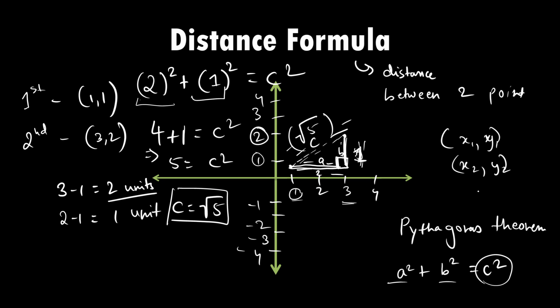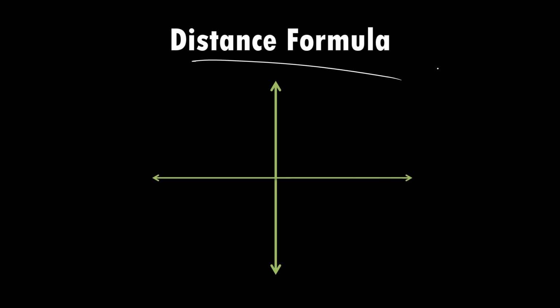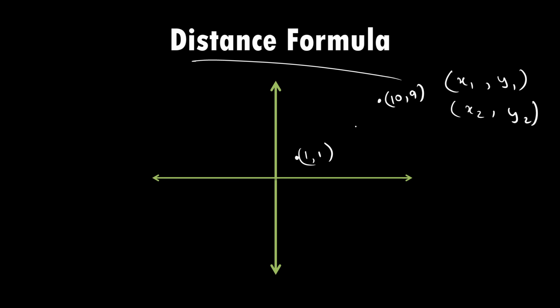Now we are going to see how we can do it using just the two coordinates. We are going to use the distance formula, where we can find the distance between two points using only x1, y1 and x2, y2. I did not make any markings, but we will be provided with the coordinates. Our first point is (1, 1), and our second point is, let's say, (10, 9). We can find the distance between the two just by using the distance formula.